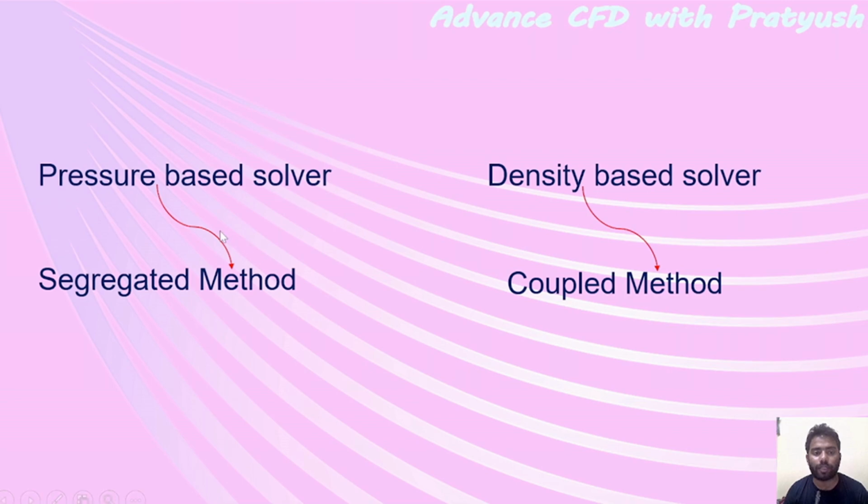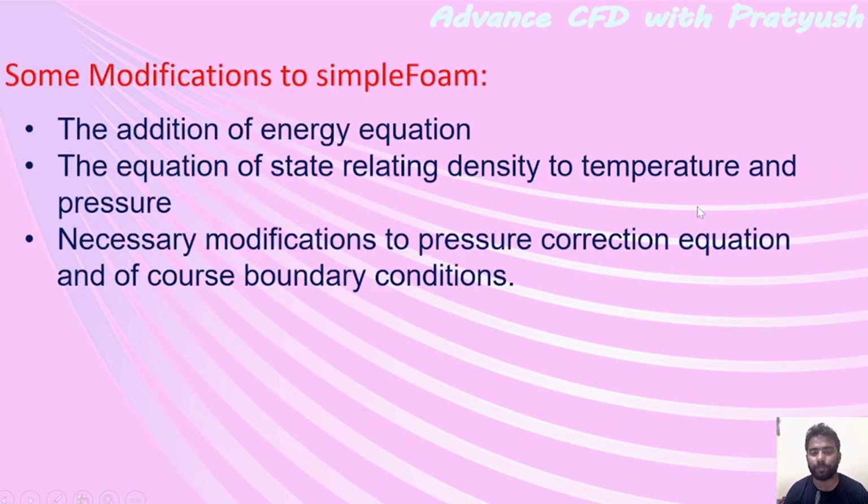So I told you that there are two kinds of solver: a pressure based solver and a density based solver. The pressure based solver is the segregated method, and the density based solver uses a coupled method. What are the segregated and coupled methods? That is a separate topic by itself, but for now you should just know that the pressure based solver uses the segregated method and the density based solver uses the coupled method. Now, what modifications are we going to make in rhoSimpleFOAM compared with the simpleFOAM solver?